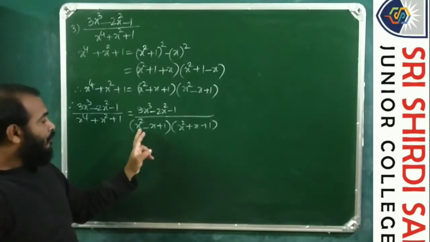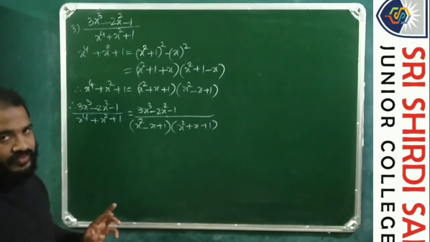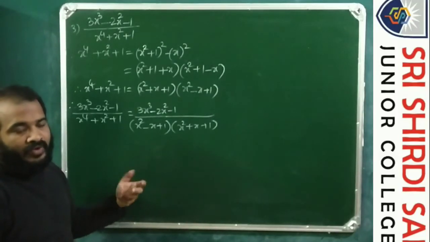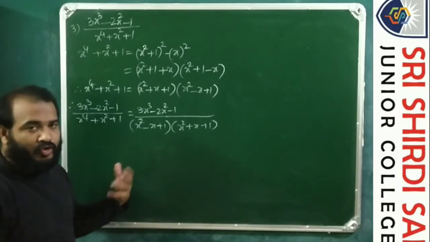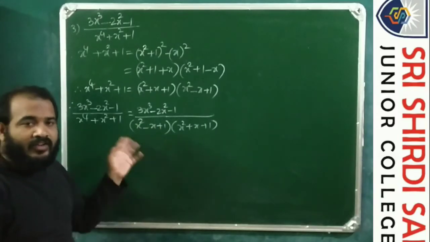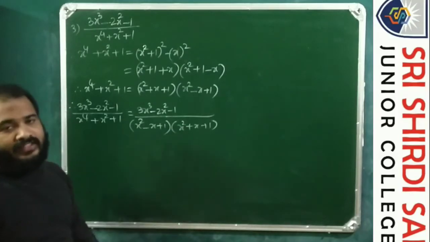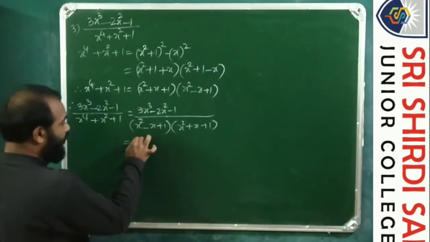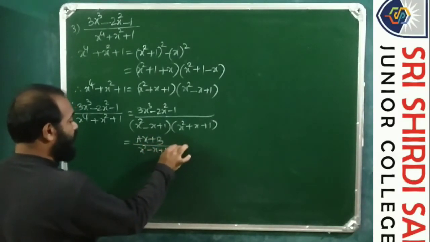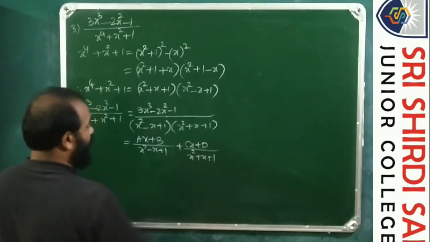So, since b square minus 4ac is less than 0, these two are irreducible quadratic factors. So, irreducible quadratic factor type 3, non-repeated irreducible quadratic factor. For every non-repeated irreducible quadratic factor ax square plus bx plus c of the denominator, there corresponds a partial fraction of the form ax plus b by ax square plus bx plus c. So, according to this, ax plus b by x square minus x plus 1 plus cx plus d by x square plus x plus 1.